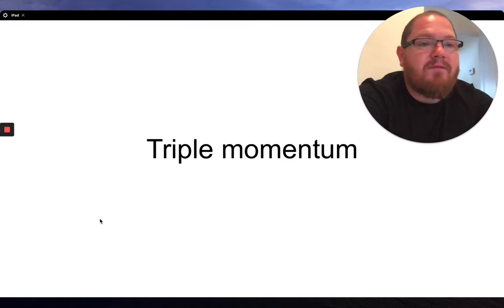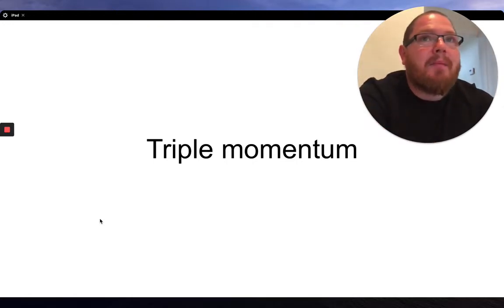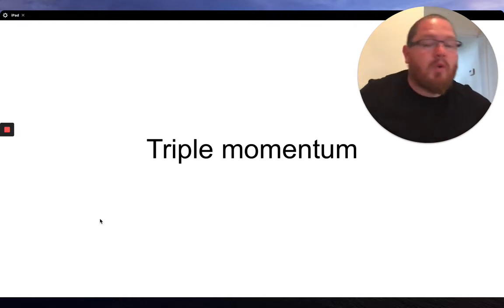This first lesson, we're going to use two methods, but you can see that the second method is going to be quite important when we come to doing different types of momentum, or collisions, I should say.